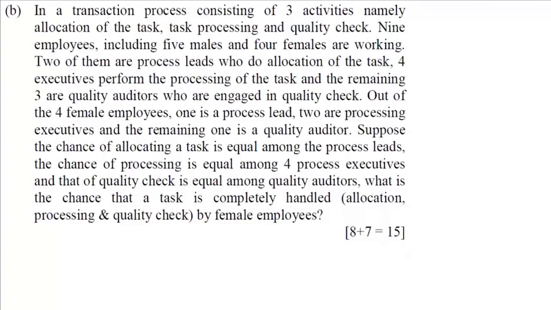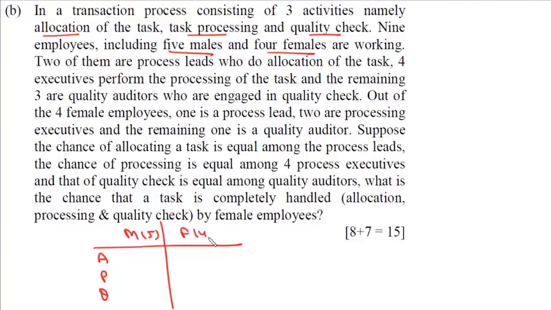Now it says, in a transaction process consisting of three activities, namely allocation, task processing and quality check, we have 9 employees including 5 male and 4 female. So we have 5 males and 4 females who are working.